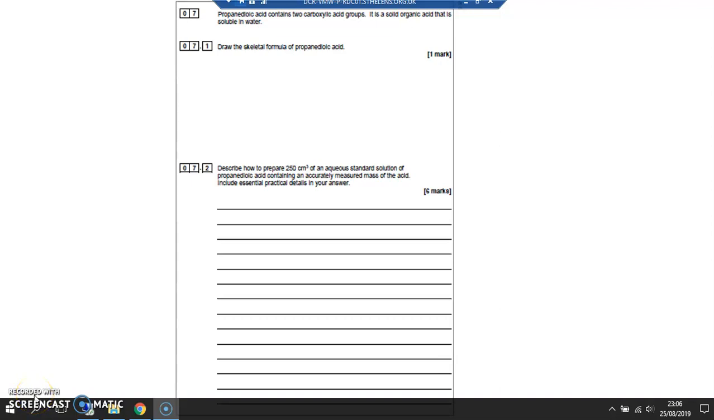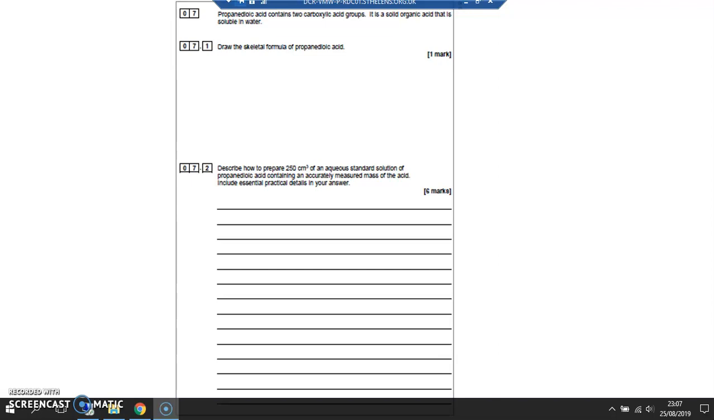Question 7. Propane dioic acid. Prop means 3 carbons, ane means single bonds, di means 2, oic acid means it's got 2 carboxylic acid groups. So it's got 3 carbons with single bonds and 2 carboxylic acid groups. Remember, a carboxylic acid group is C double bond O, OH. It's an organic solid that's soluble in water.